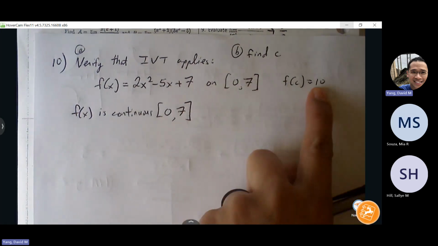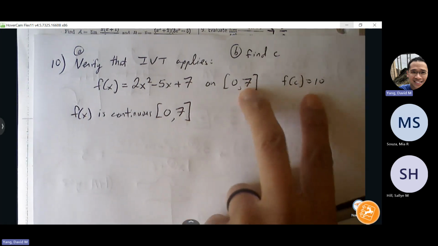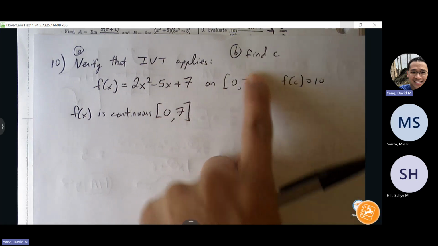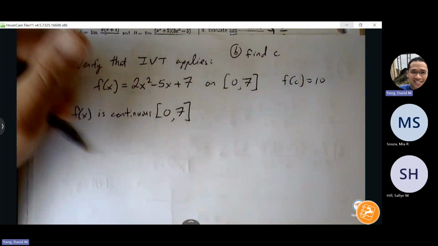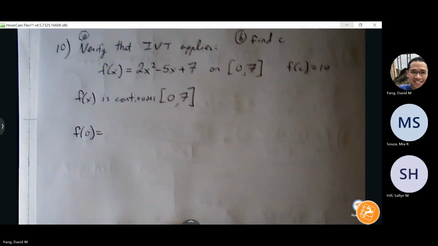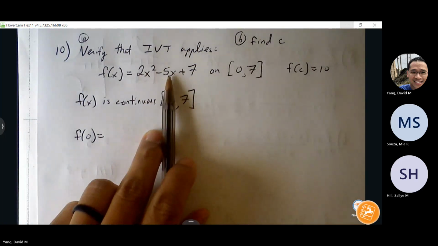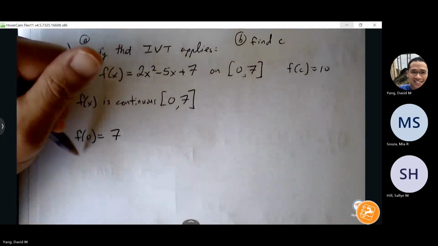So we don't want to say, oh, 10 is outside of 0 to 7, so it doesn't work, right? You're not comparing the same things here. So we got to find the y values from these x value intervals. So let's find f of 0. f of 0 gives us 7.